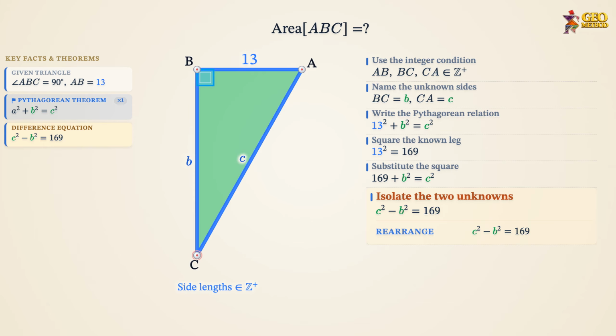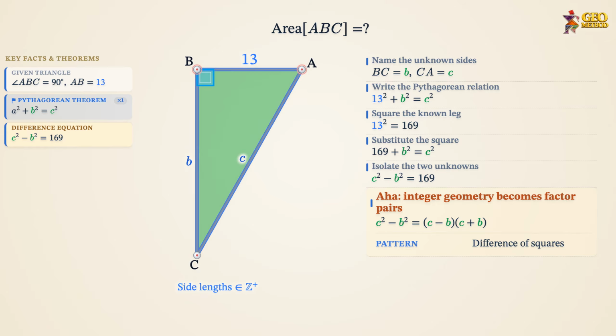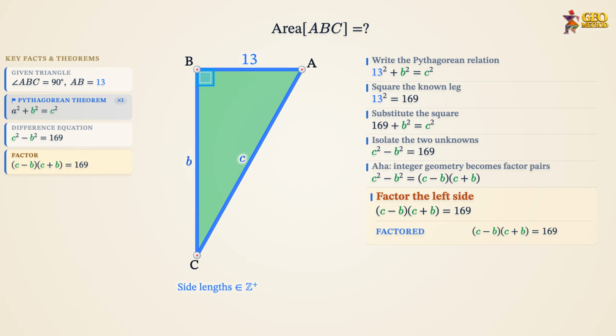Move B squared to the other side, giving C squared minus B squared equals 169. Gathering the two squares together sets up a pattern we can break apart. Aha! Because the two unknown sides are whole numbers, the difference of squares turns the geometry into a short factor pair search. We can now use the factors of 169 instead of guessing side lengths. So, C minus B times C plus B equals 169. Two whole number factors multiply to 169, which we can now hunt down directly.